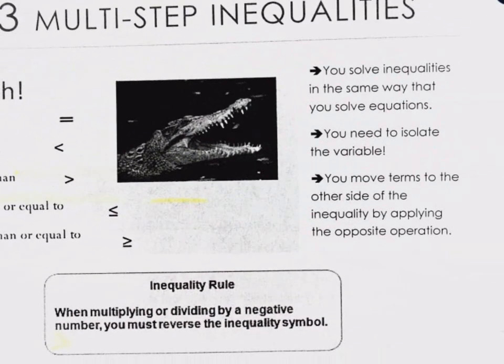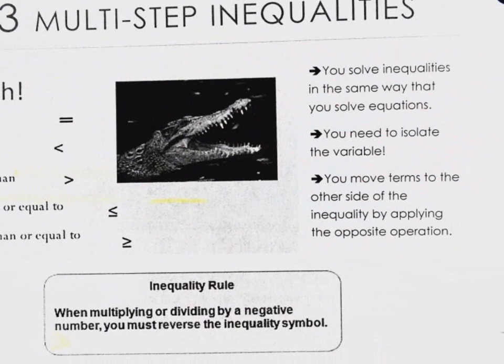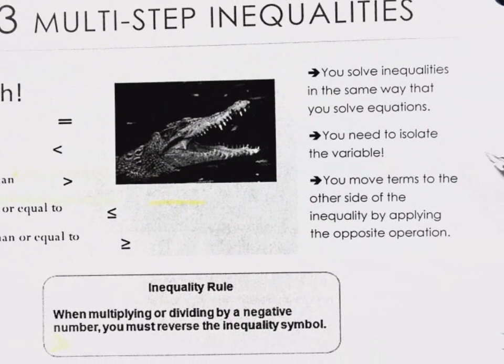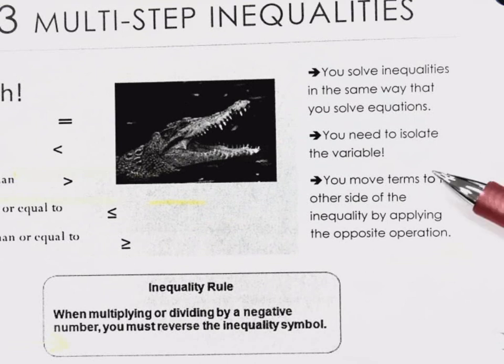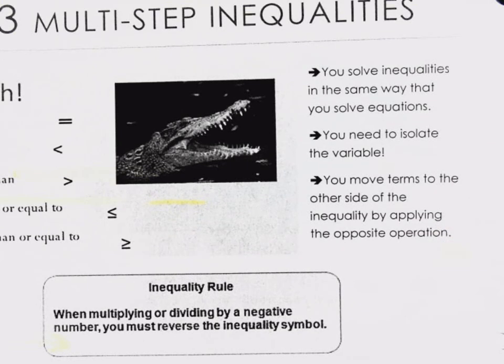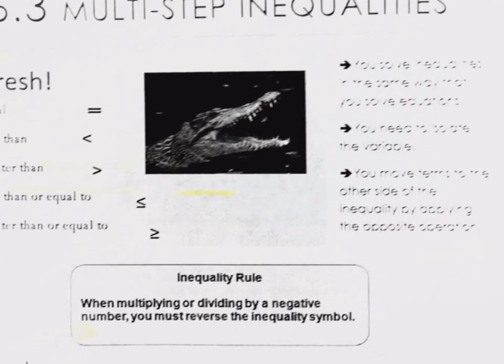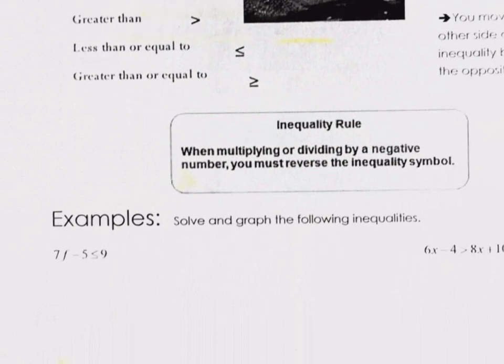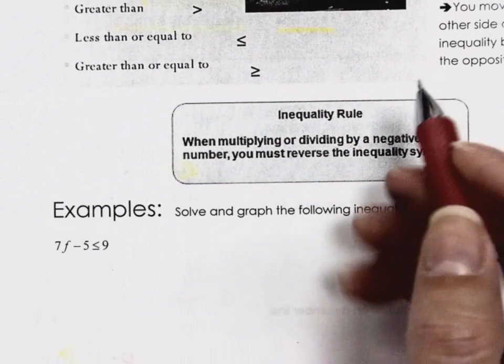You solve inequalities the same way you solve equations. You need to isolate the variable. Isolate the variable means just get it by itself. And then you move terms to the other side by applying the opposite operations. So if they're subtracted, you're going to add. If they're added, you're going to subtract, and so on. And don't forget this rule.